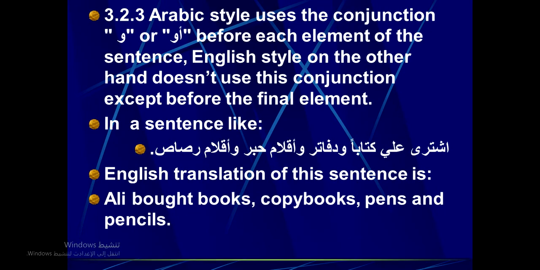Arabic style uses the conjunction wa or "and" before each element of the sentence. English style, on the other hand, does not use this conjunction except before the final element. So let's see this example. اشترى علي كتبا ودفاتر وأقلام حبر وأقلام رصاص. But the English translation is: Ali bought books, copy books, pens and pencils.